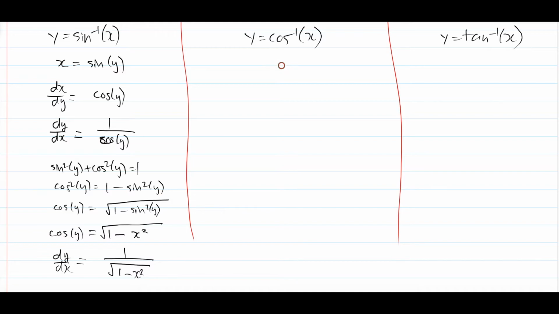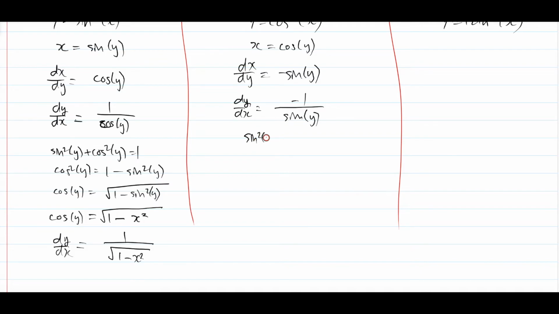If you want to look at cos inverse, it's the same thing. So I'll do it quickly here. x equals cos y, and we have dx/dy, differentiate that, we have negative sine y, and then of course we flip it, so dy/dx we would get negative 1 over sine y. I'm going to use the identity rule again, sine squared y plus cos squared y equals 1. This time I want sine y by itself, so sine squared y equals 1 minus cos squared y, okay? And therefore sine y, if I square root the whole thing, is the square root of 1 minus cos squared y.